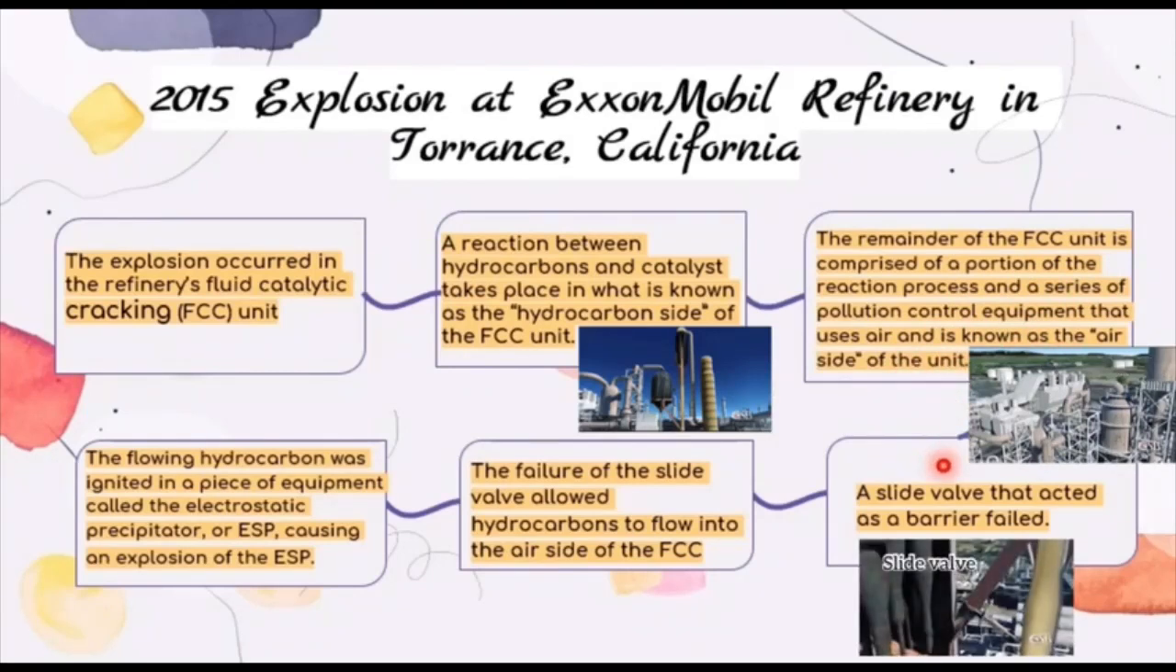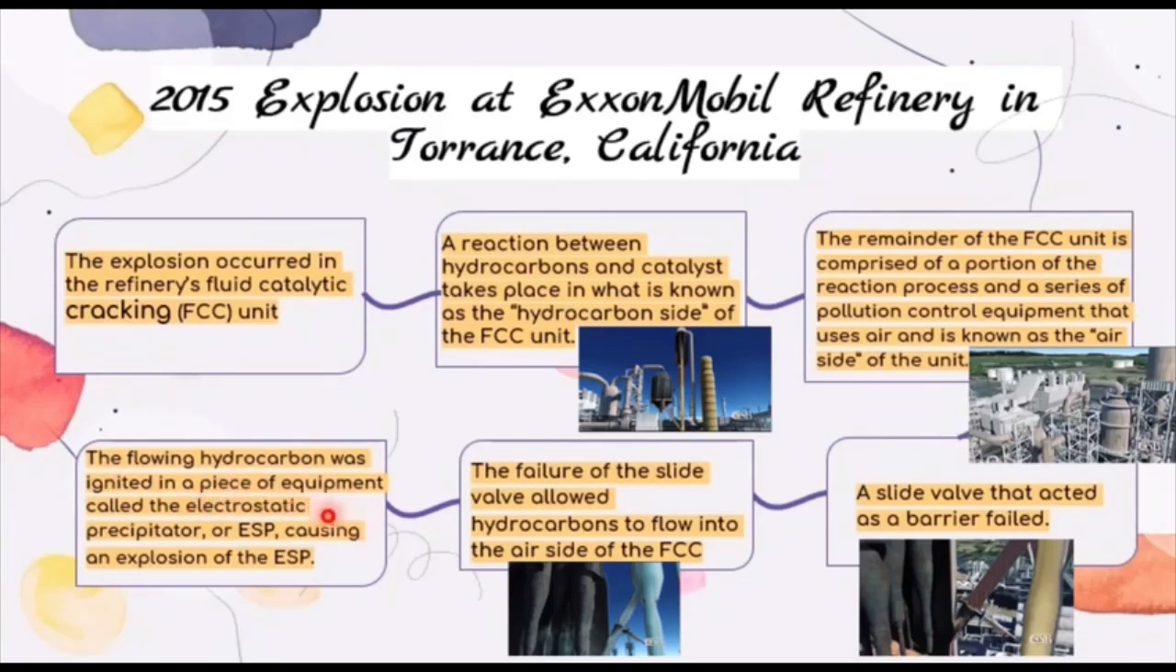It was also determined that on the day of the incident, a slide valve that acted as a barrier failed. Then the failure of the slide valve allowed hydrocarbons to flow into the air side of the FCC. It is critical that hydrocarbons do not flow into the air side of the FCC unit, as this can create an explosive atmosphere. Lastly, the flowing hydrocarbon was ignited in a piece of equipment called the electrostatic precipitator, or ESP, causing an explosion of the ESP. We also provide you a video regarding this incident so that you will understand more about it.